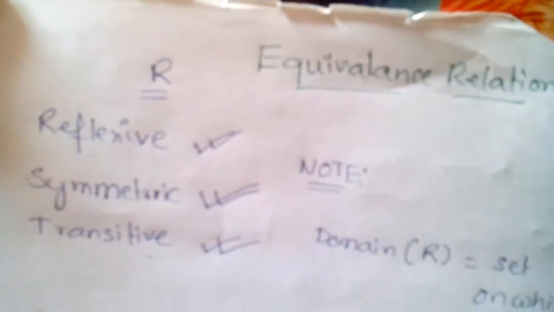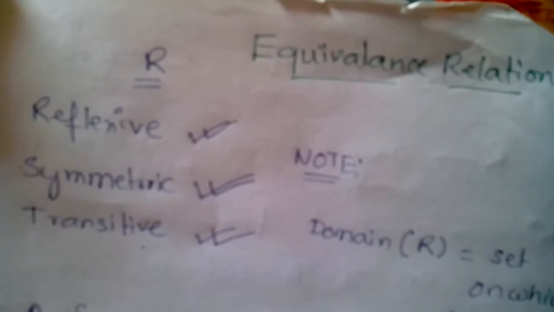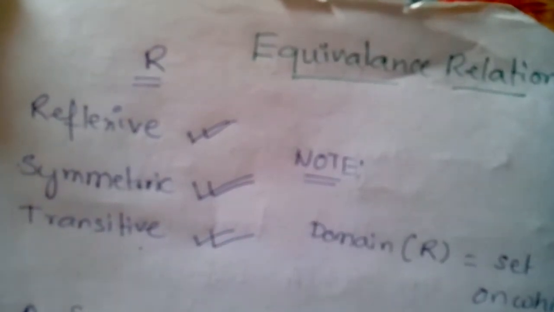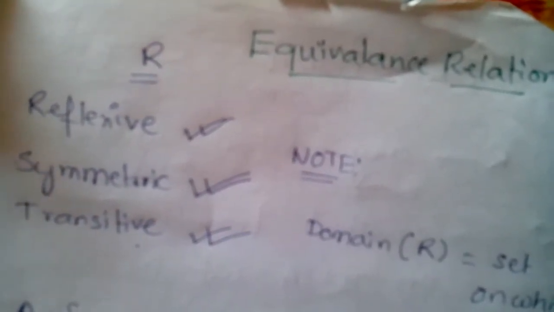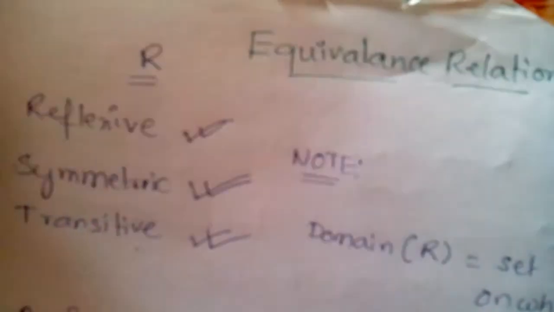So first we started with the basic conditions that a relation needs to have in order to become an equivalence relation, that is reflexive, symmetric, transitive. And we also discussed a note: if R is an equivalence relation, the domain of R will be the set on which this relation is applied.